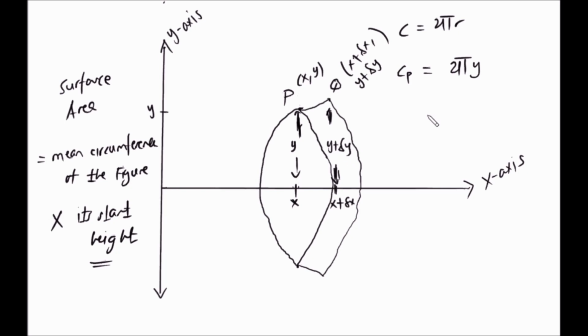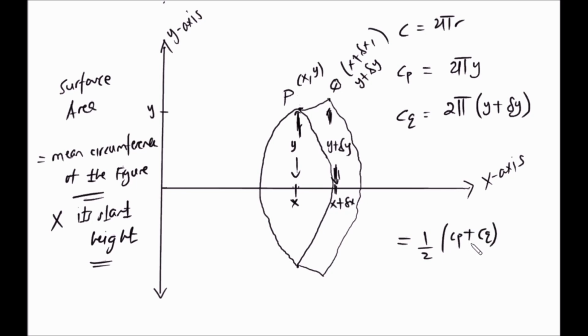Kwa hiyo circumference sasa ya cycle ya huko nyuma itakuwa ni 2 pi times radius ambayo ni y plus delta y. Sasa the mean circumference of the figure manake ni 1/2 (CP plus CQ), yaani uchukue circumference ya cycle ya huku mbele na circumference ya cycle ya huku nyuma ugawanye kwa 2. Hii ndio mean circumference.